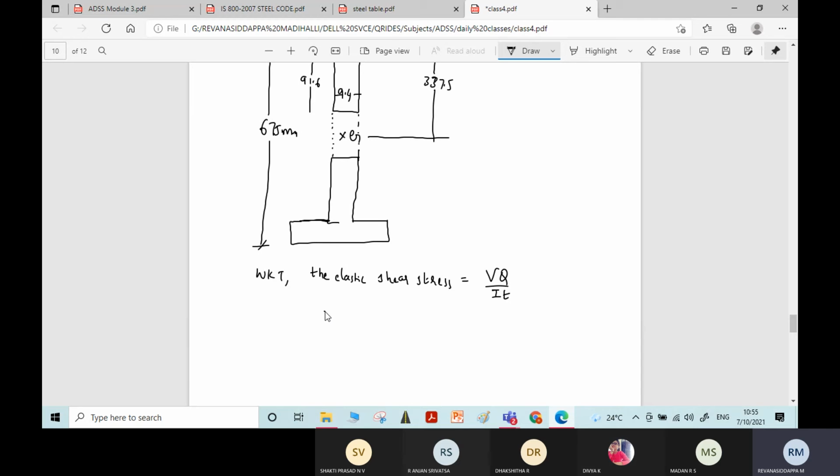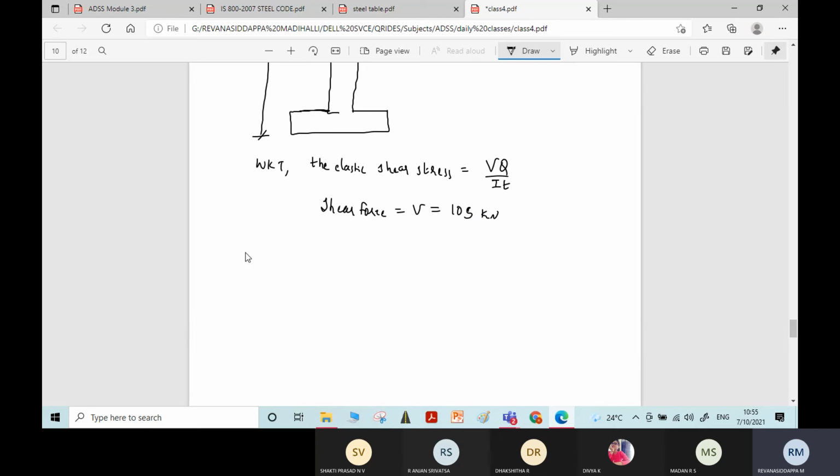Elastic shear stress is VQ by IT, where V is the shear force acting on the section. V is equal to, we have already determined the shear force, that is 105 kilonewton. And Q is moment of area about the centroid. Q is equal to sigma AY.